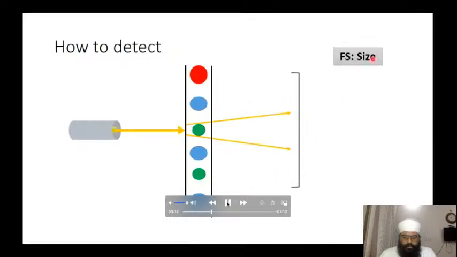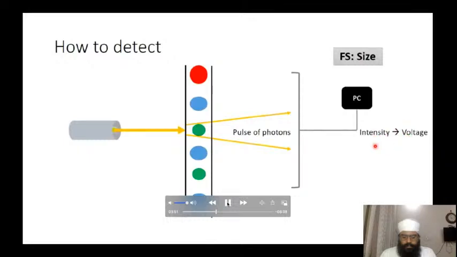So the forward scattered light is directly proportional to the size of the cell. Now the detector detects the pulse of photons, which are the light scattered. The forward scattered light is a pulse of photons which are detected by the detector. And the detector then is, as I told you before, connected to a PC or a computer. The PC will convert the intensity of the light detected by the detector into voltage. And then I will get a specific amount of voltage for every cell passing through the laser beam.